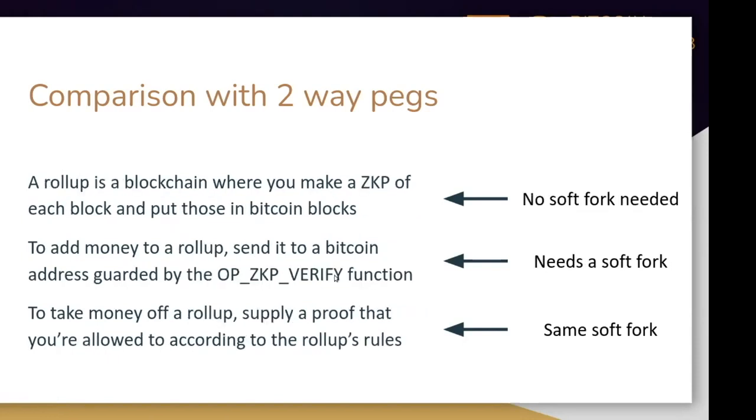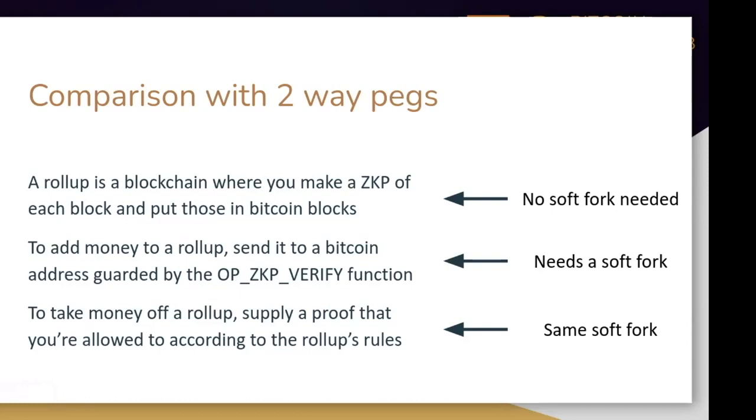And then the last thing I want to talk about is a rollup. A rollup is a type of blockchain where instead of taking a hash of blocks and putting them in Bitcoin, you create a zero knowledge proof of all their transactions, and then you put that on Bitcoin. That doesn't need a soft fork. You can already create zero knowledge proofs and put them on Bitcoin because they're just text.